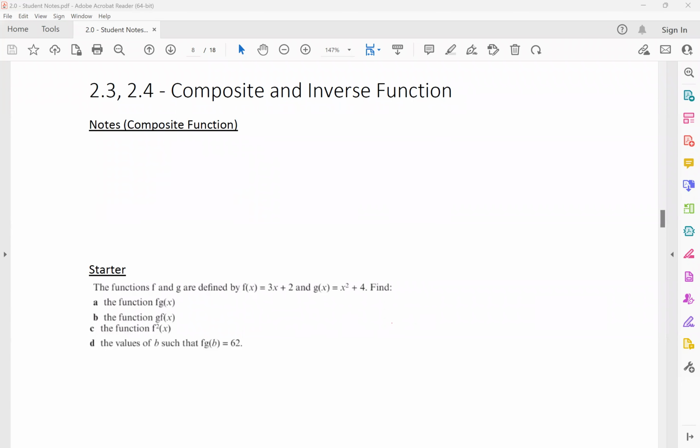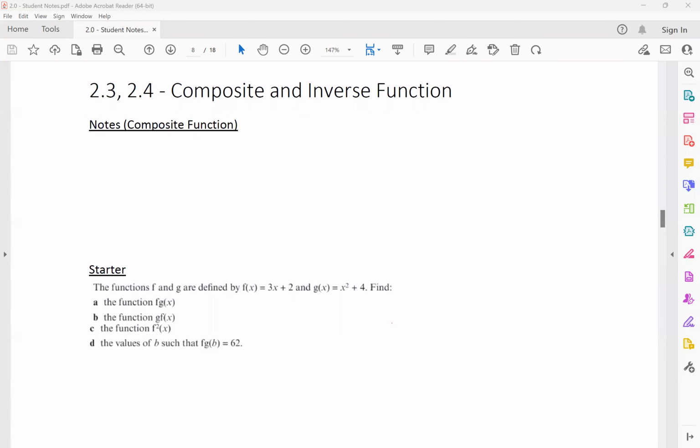This is chapter 2 of P02, 2.3 and 2.4. In this lesson, we'll look into composite and inverse functions. We'll look into the relationship between composite and inverse functions, and also look into the domain and the range of these two functions. Right, so some notes. Let's start with composite function.